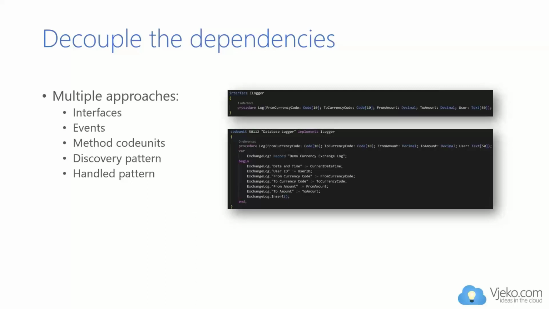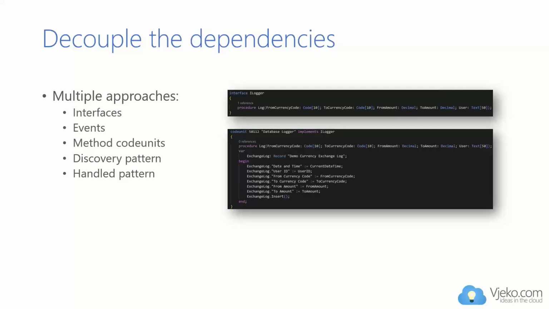But we have some more modern approaches like interfaces or events, even though I primarily prefer interfaces because they are the most versatile, the most robust way of decoupling dependencies. But I'm not going to say it's the only one. It's absolutely not. All of these listed here are legitimate. Even the handle pattern is legitimate in some scenarios, as we will see.